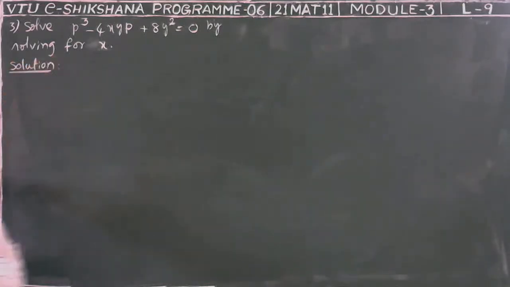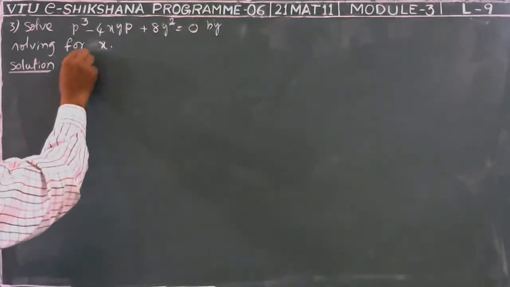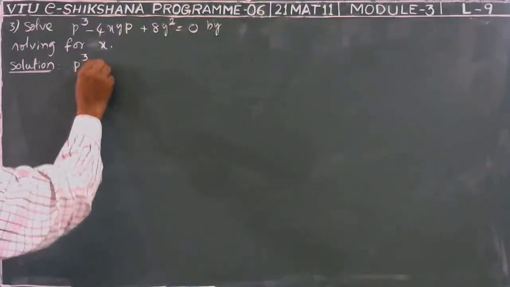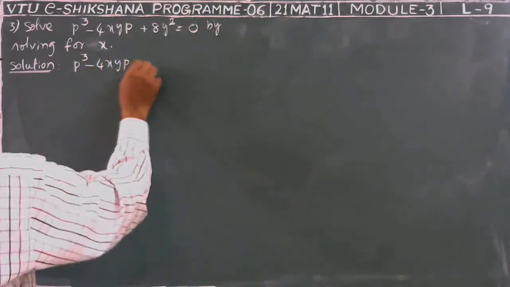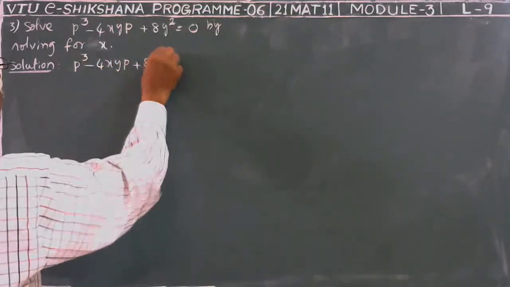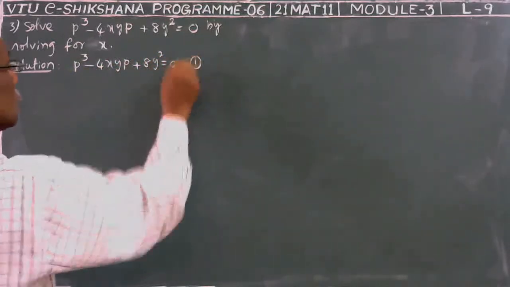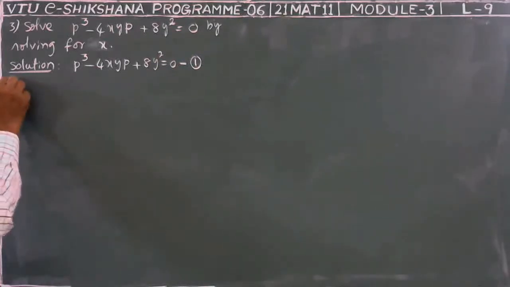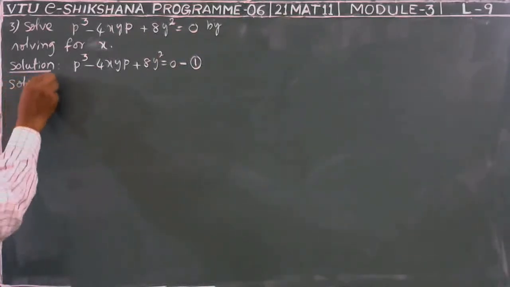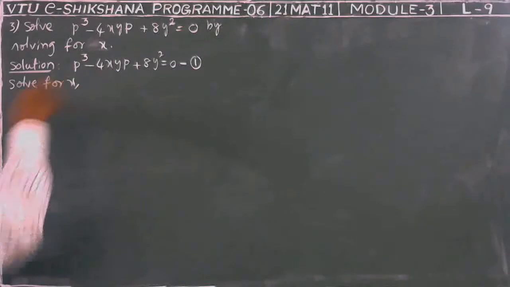The solution part. Correct the given equation to be pq minus 4 into x into y into p plus 8 into y square equal to 0. Call this equation number 1. Solve for x.